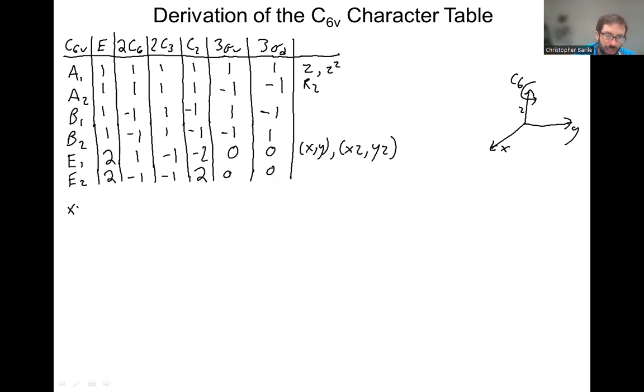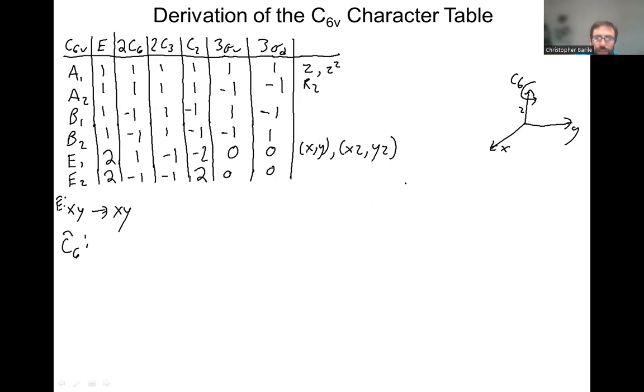So let's start with xy. We have to math through this a little bit. Just like we did for x, y, and z in the previous video, we have to think about what happens to each of the operations, one operation in each class, for these. xy goes to xy because it's identity. What about C6?